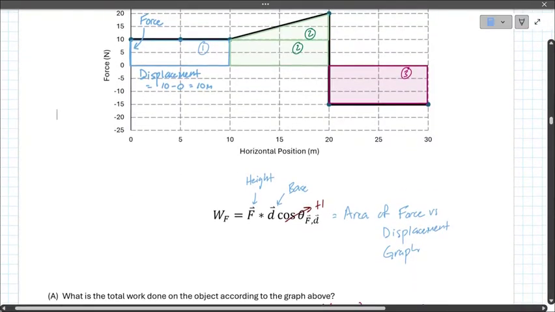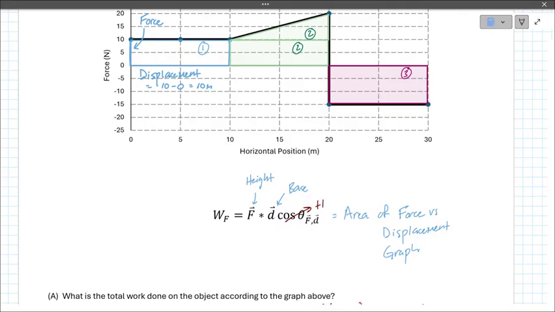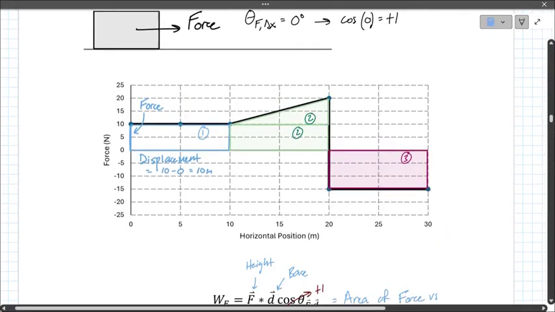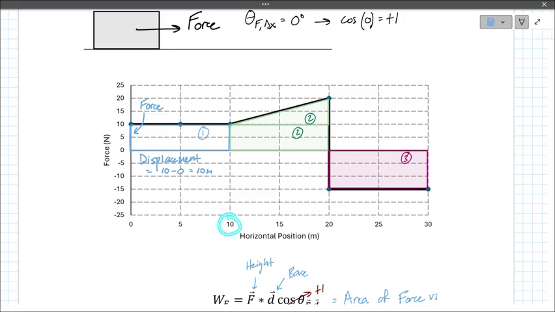So the work done by a force equation is the force times the displacement. And again, the cosine of theta is just giving us +1. So our displacement, if we go from 0 meters to 5 meters, we've displaced ourselves 5 meters. If I go from 10 meters to 20 meters, I've displaced myself 10 meters. If I go from 0 meters to 30 meters, I've displaced myself 30 meters.